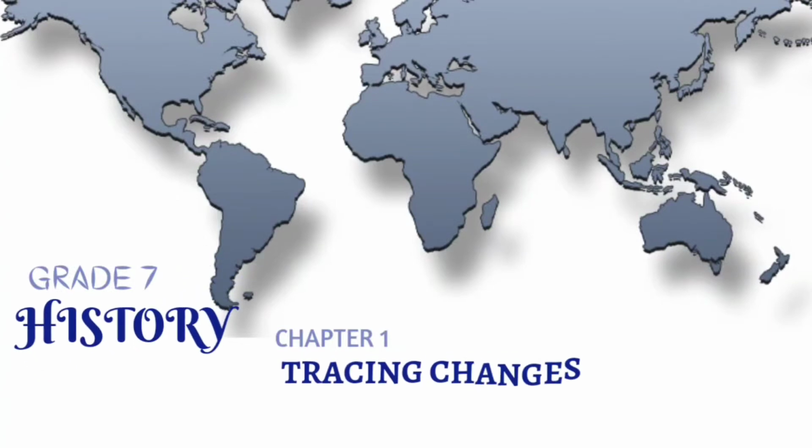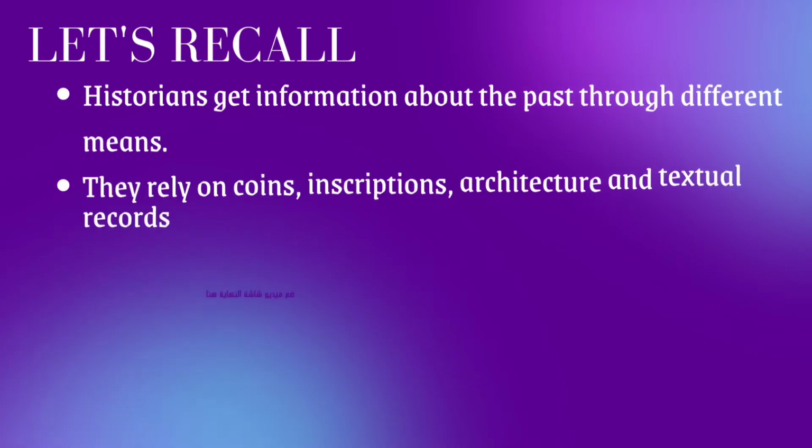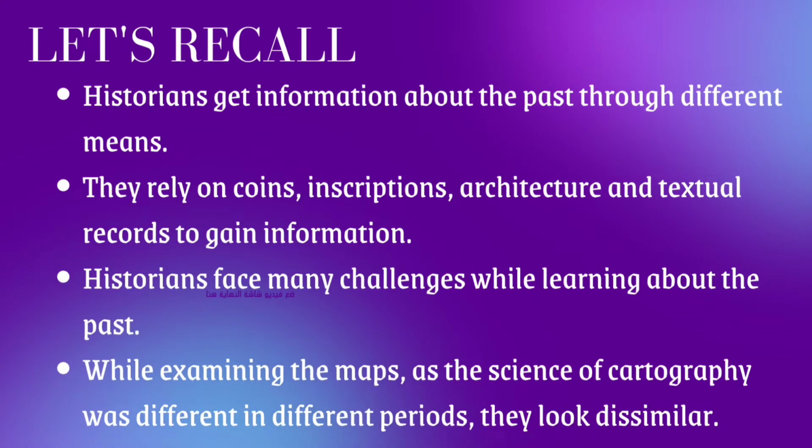Today we will be discussing the first chapter of grade 7 history, tracing changes through 1,000 years. We will be discussing the medieval period in India in this textbook. Let's recall what we have learned already. Historians get information about the past through different means. They rely on coins, inscriptions, architecture, and textual records to gain information.